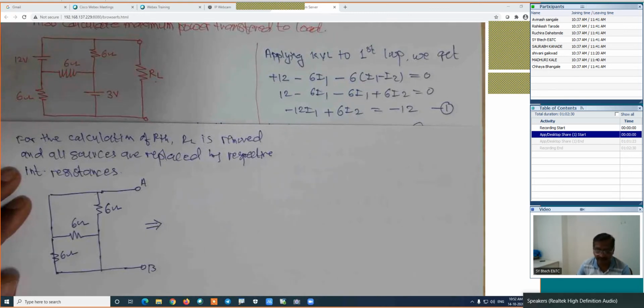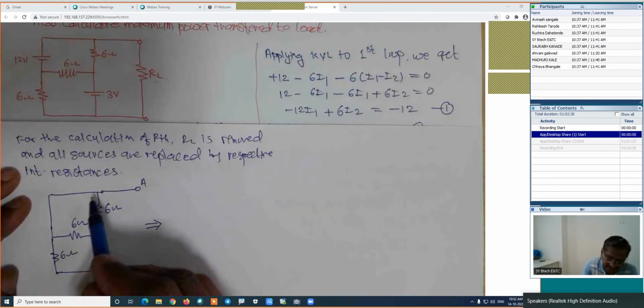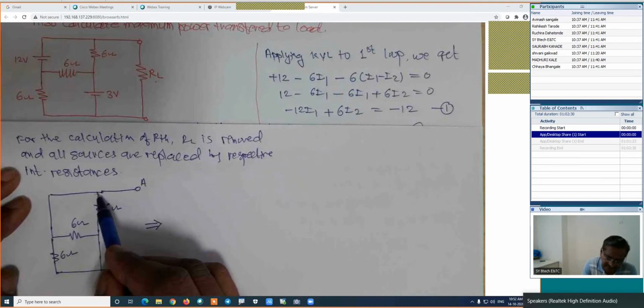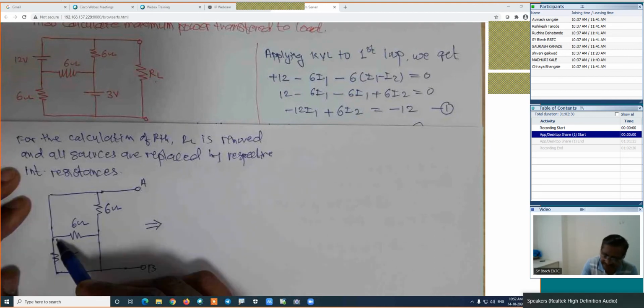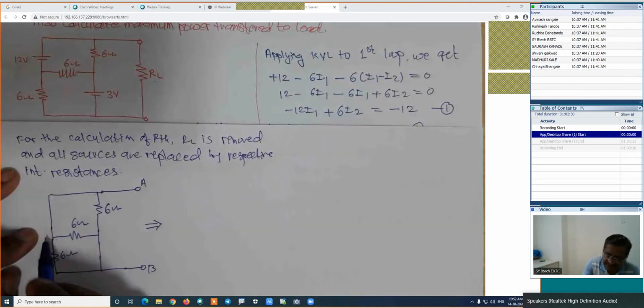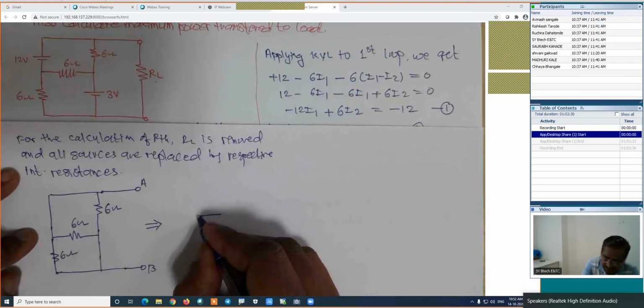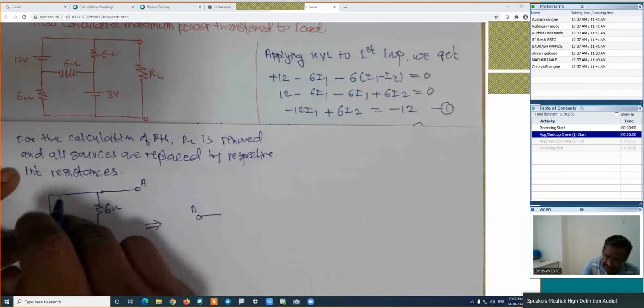Right. So here in this case, this is the wire. I can shift this point here, as well as I can shift this point here. If we are shifting this point here, that A will be on this side. How will the figure be? A will be on this side. This will be the upper 6.